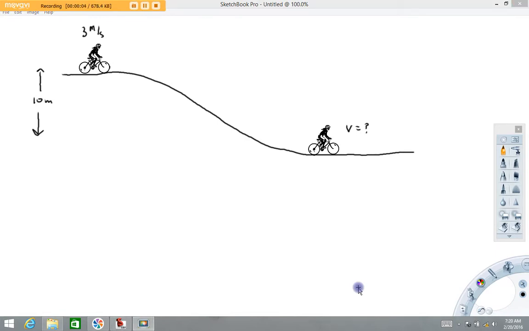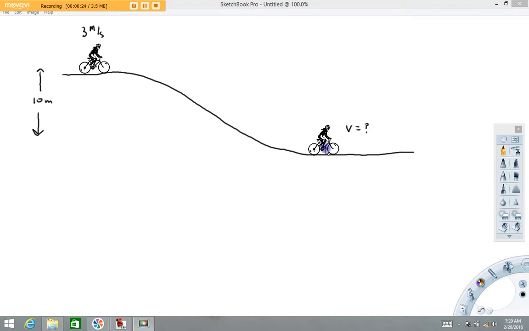The purpose of this video is to go through a quick demonstration of how to apply the work energy theorem. In this example, imagine we have this biker, and at the instant shown the biker is moving at 3 meters per second. The biker then rolls down this hill, dropping in elevation by 10 meters, and what we're going to do is try to calculate their speed at the bottom of the hill.